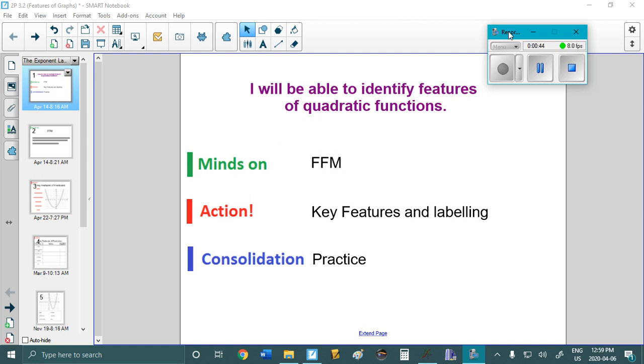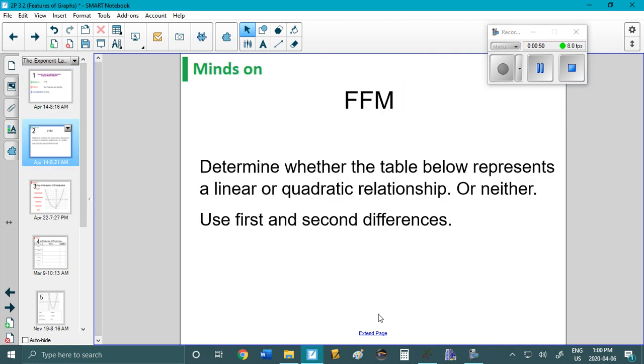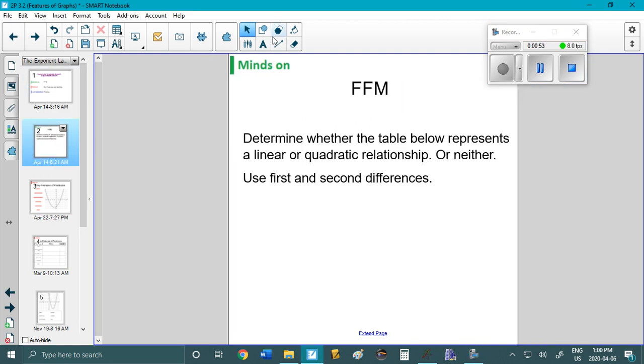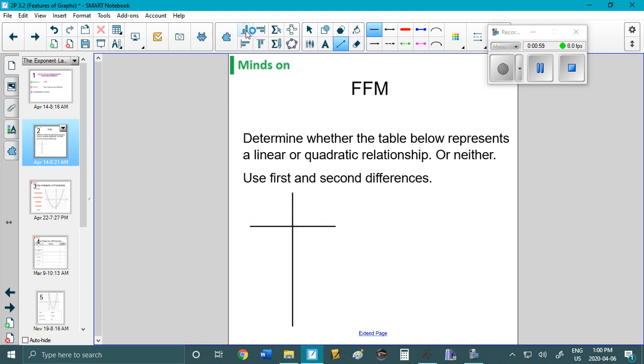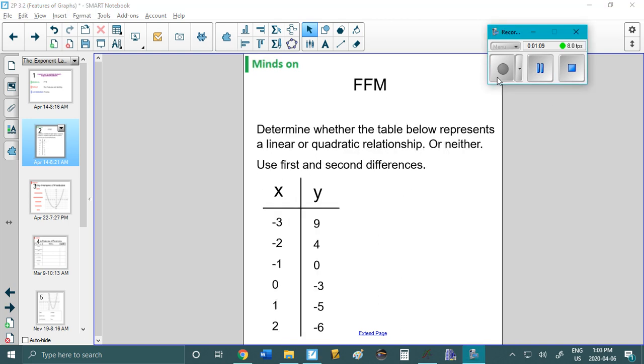Okay, so here's our schedule for the day. I'll be able to identify the features of quadratic functions. Now, what I would like to do first is to give you a first 5-minute question, and this is going to be based on yesterday's stuff. So I would like you to determine the first and second differences of the data that will be in this table in just a moment. I'm going to pause and put the data in.